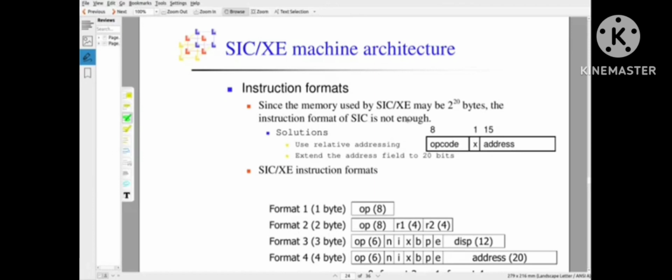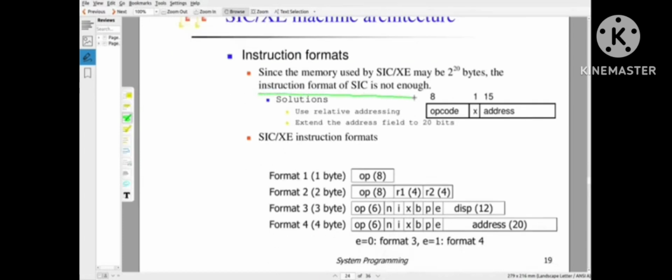So the SIC/XE machine supports all the instruction formats supported by the SIC machine. One solution we can use is to extend the address field, and the second one is to use the relative addressing mode.